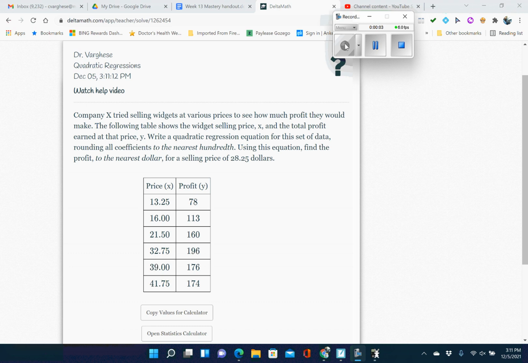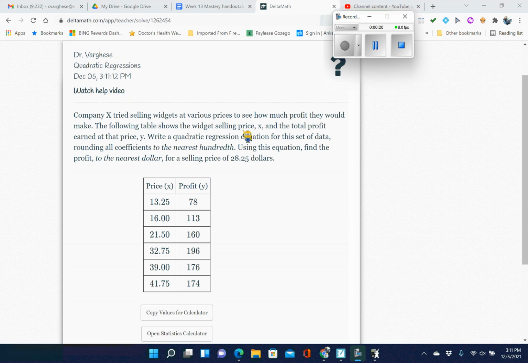You've already done regression. You just might not have known that it's called regression, but in algebra, when you did y equals mx plus b, and you had to try to find the m, which is the slope, and find the b, which is the y-intercept, that is basically the same thing. Today we're going to do quadratic regression.